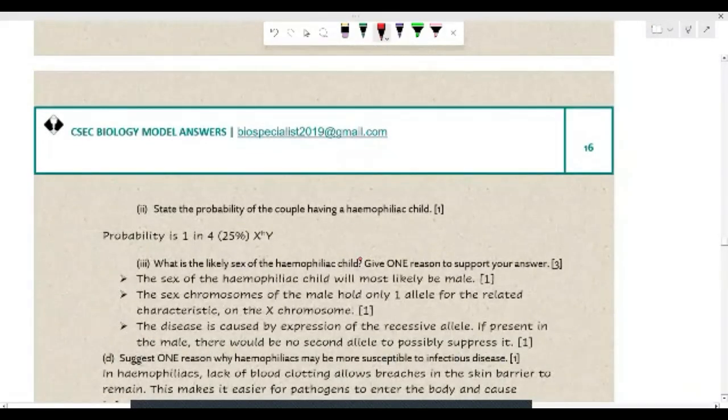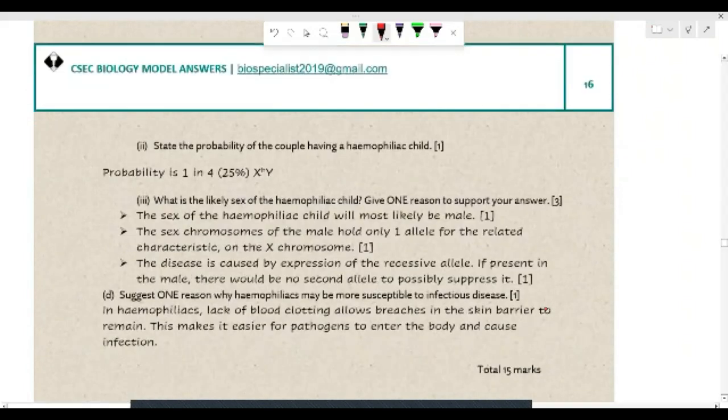And what's the likely sex? It'll be male, right? And you indicate why: sex chromosomes hold only 1 allele, and if it's present, there's no second allele to suppress it. Okay, so that would be your explanation of why the child is male, right?